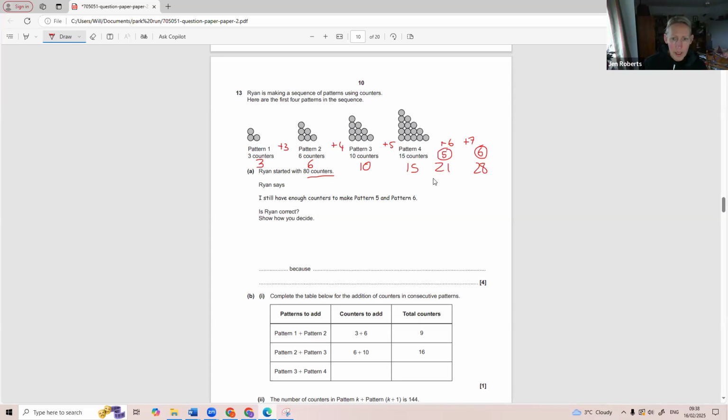So well, let's just add all these counters together and see if it's less than 80. So 21, add 28. And I'm going to combine those to make 25. So 5, 14. 2, 4, 6, 7. So we've got 74 in total for 3, 4, 5, and 6. Add 6 gives you 80. Add another 3 gives you 83. So no, because he needs 83.